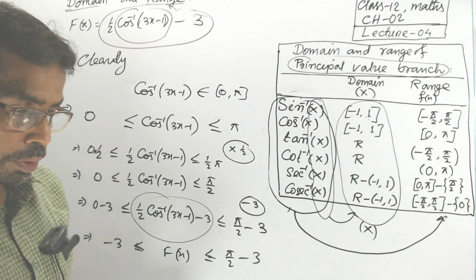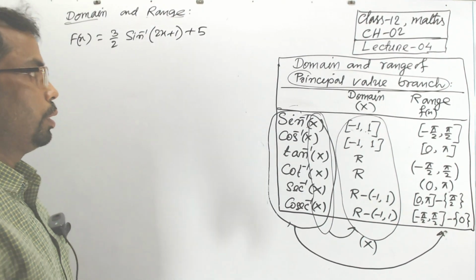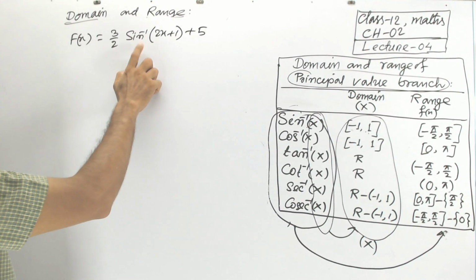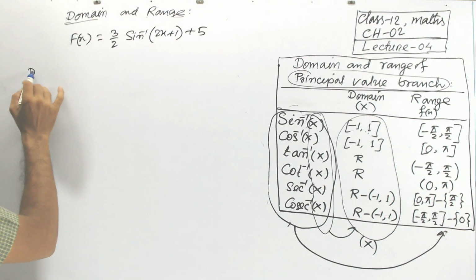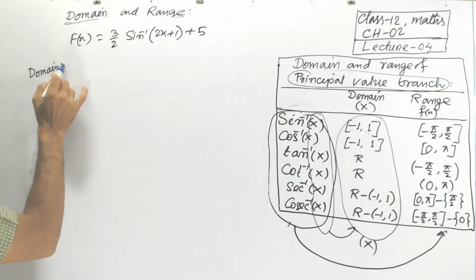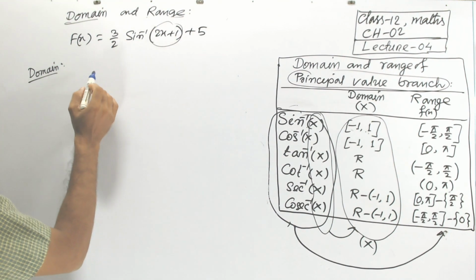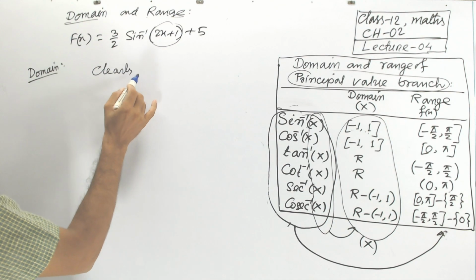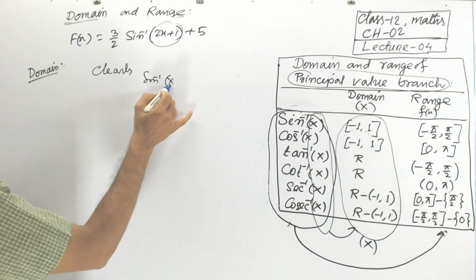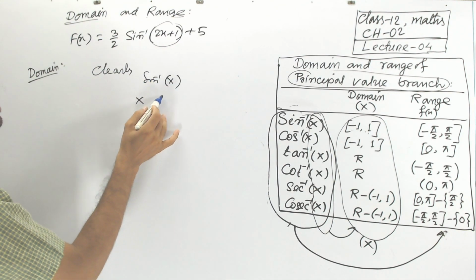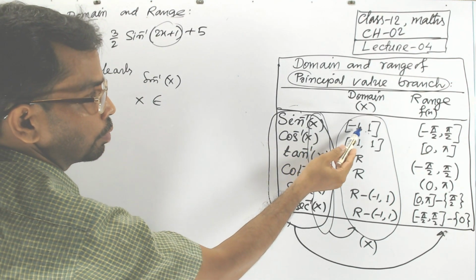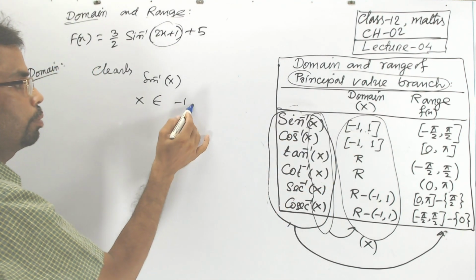Next question, it is again sine inverse. So two parts. First part is to find domain, second part is to find range. For domain we have to see this part clearly. For any sine inverse of x, x must be belonging to the sine inverse domain. We are finding domain. This is the domain, -1 to +1.